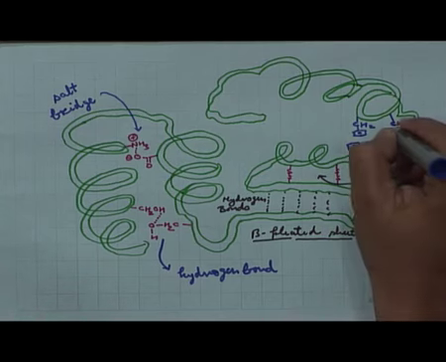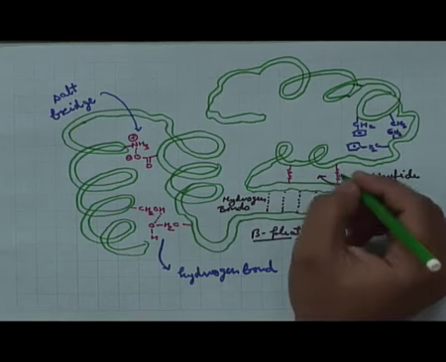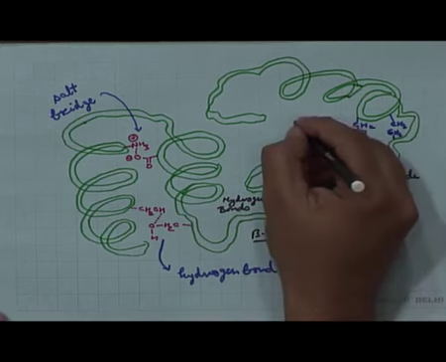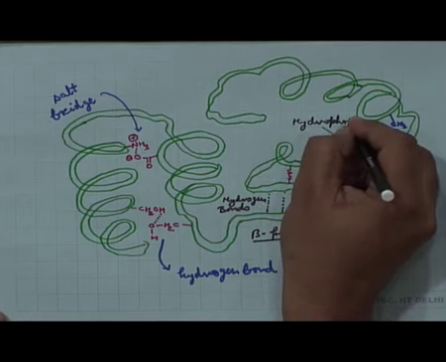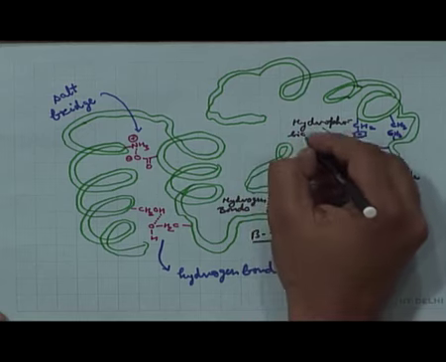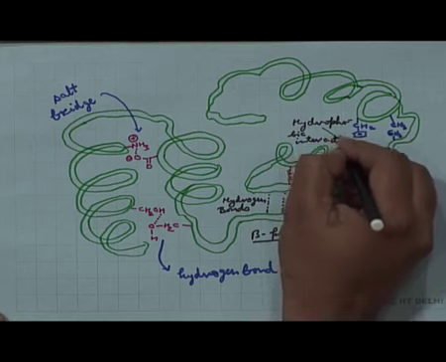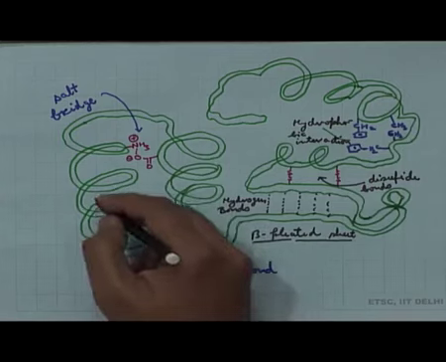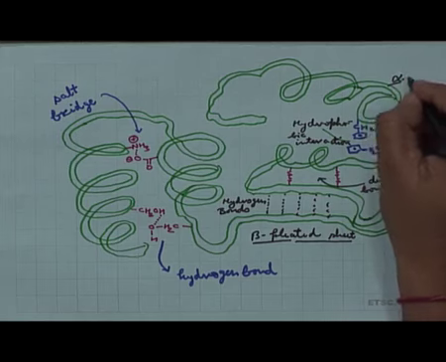CH3 group. So, this is called hydrophobic interaction. Hydrophobic interaction. And you can see that, as I told you, all of these are like tertiary structure. This is alpha helix.